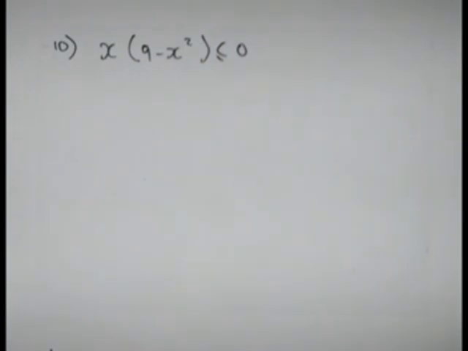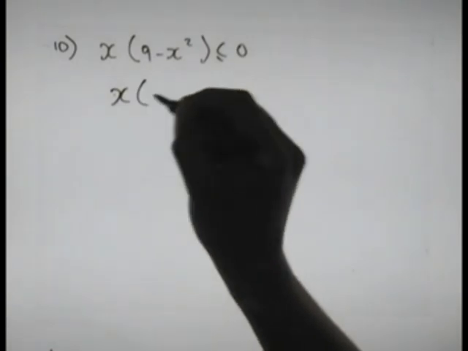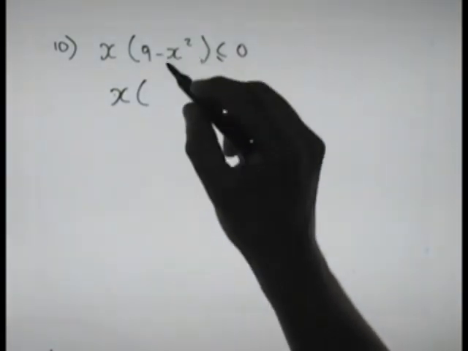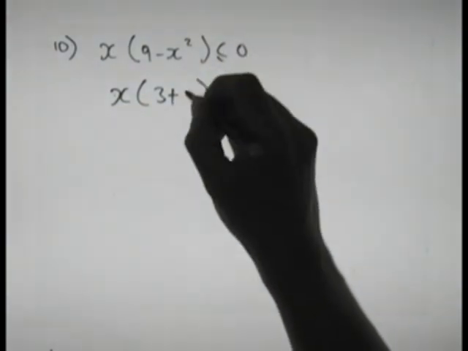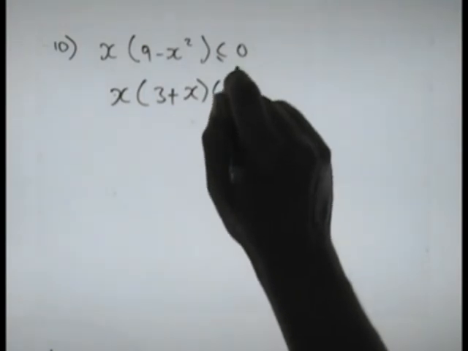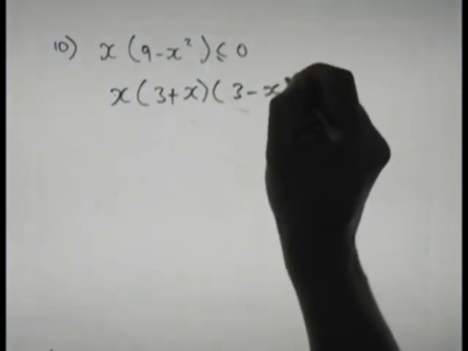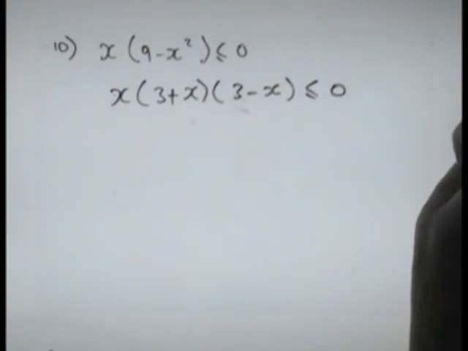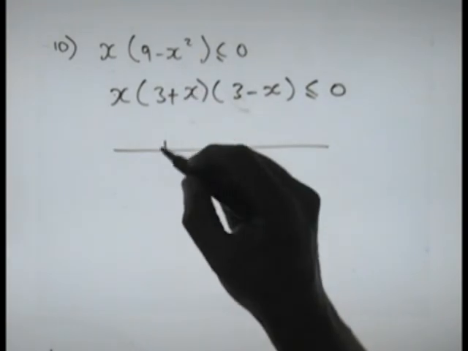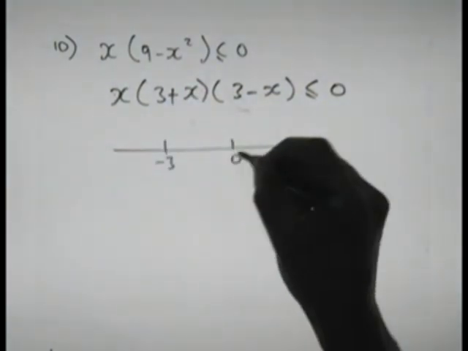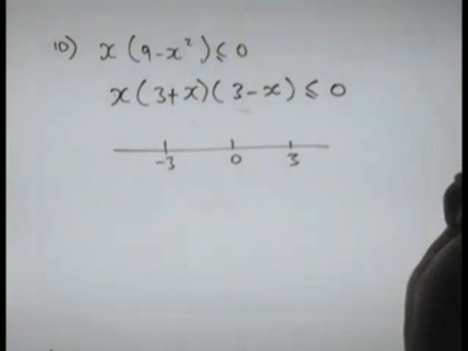Number 10, read. x multiplied by 9 minus x squared is less than or equal to 0. I'm going to start by making this x multiplied by 9 minus x squared. Isn't this a difference of two squares? That can become 3 plus x multiplied by 3 minus x less than or equal to 0. That means that my critical values are going to be -3, 0, and +3.